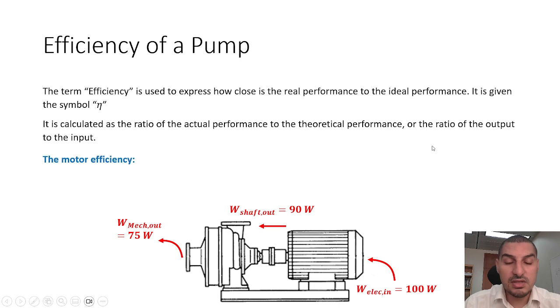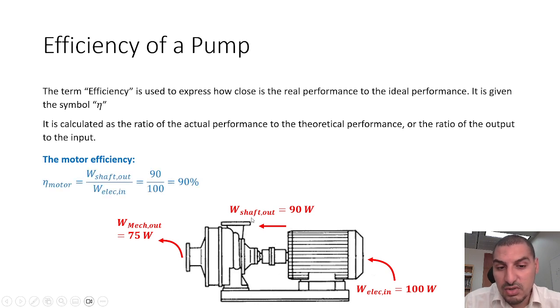So we can apply this concept on each component. So for the motor, if you want to calculate the efficiency of the motor, the output is the shaft work, the input is the electric work. So the efficiency of the motor is the ratio of the shaft work out to the electric work in, which is 90 over 100, which is 90%.